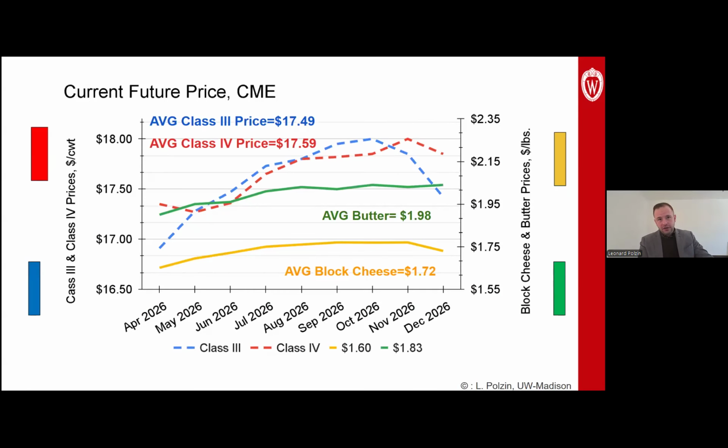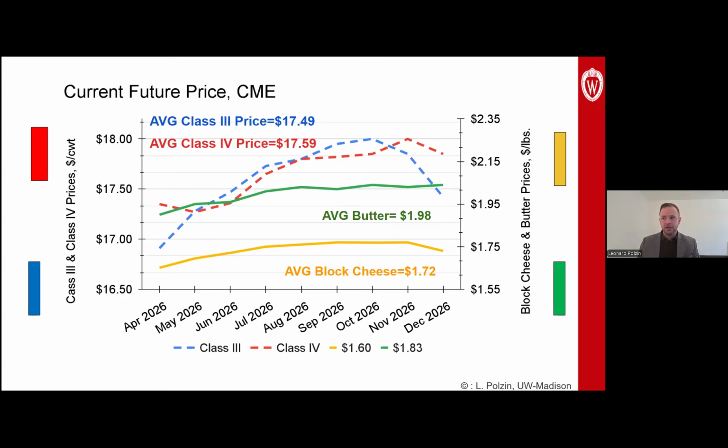So what does this all kind of look like? This is a CME graph, updated, not today, but from the most recent prices from Friday. So right now, our class three price, which is the vertical axis on the left side of the screen there, is about 1750 and our class four price is about 1760. So the good news here is that the market is trading higher the further out you go in time, which means that, at least the market currently is expecting that prices would increase.